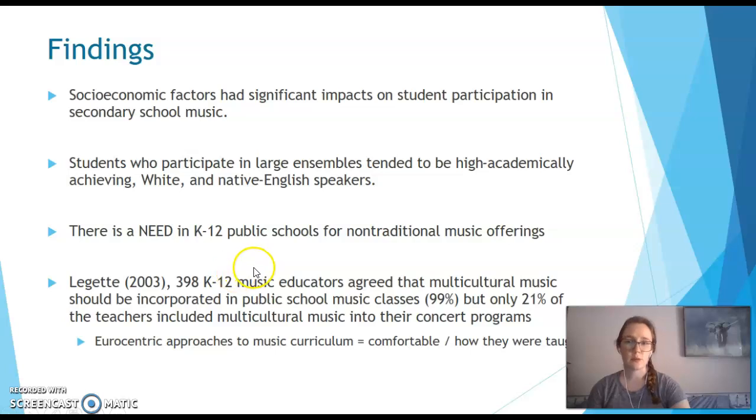A specific study by Leggett in 2003 showed that almost 400 K-12 music teachers agreed that multicultural music should be incorporated into public school music classes. 99% of them agreed with that, but then only 21% of the teachers included multicultural music in their concert programs. So what they're saying and what they agree with is very different from what actually happens in reality. And so Leggett hypothesized that there's a connection between Eurocentric approaches to music curriculum, meaning that you teach what you have been taught and you teach what you're comfortable with. So what you likely experienced as a student, you are likely to follow when you end up teaching yourself. So evaluating what you're comfortable with and whether that is the best practice.